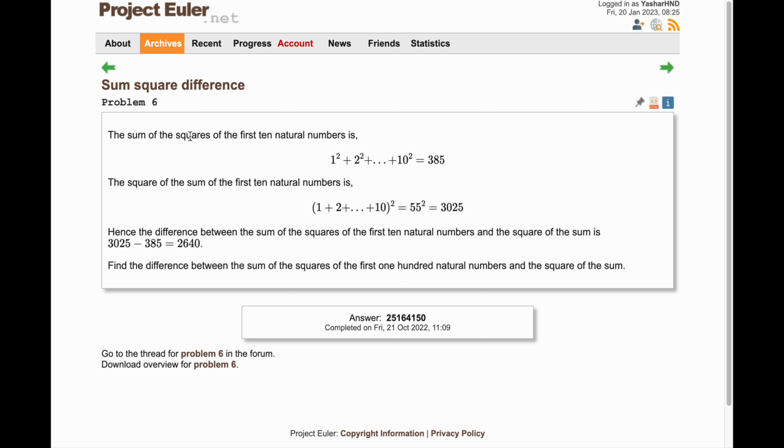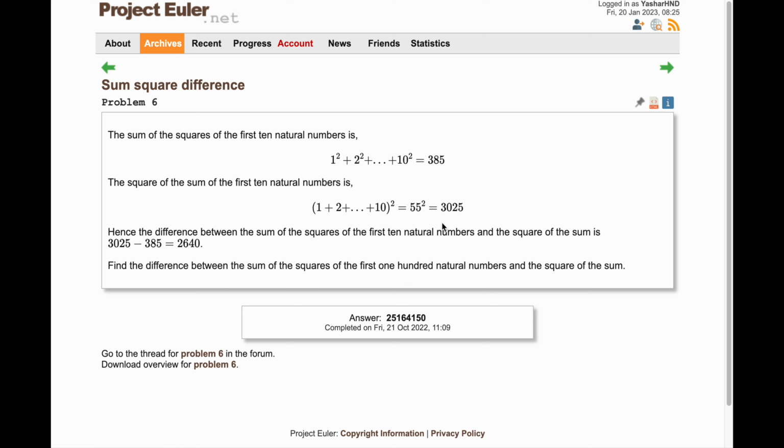The sum of the squares of the first 10 natural numbers is 385. The square of the sum of the first 10 natural numbers is 3025. Hence, the difference between the two is 2640. Find the difference between the sum of the squares of the first 100 natural numbers and the square of the sum.